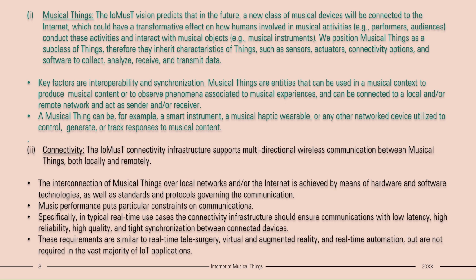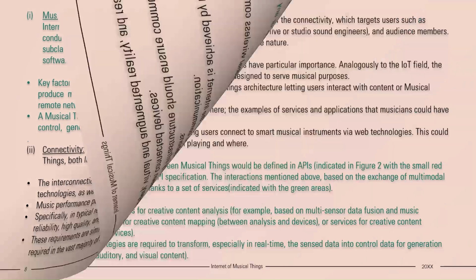Secondly, we have connectivity. The IoMusT connectivity infrastructure supports multi-directional wireless communication between musical things both locally and remotely. The interconnection of musical things over local networks and/or the internet is achieved by means of hardware and software technologies as well as standards and protocols governing the communication. The music performance puts particular constraints on communications. These requirements are similar to real-time telesurgery, virtual and augmented reality, and real-time automation, but are not required in the vast majority of IoT applications.